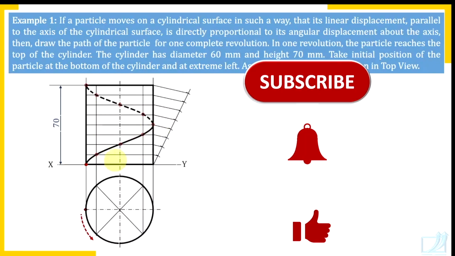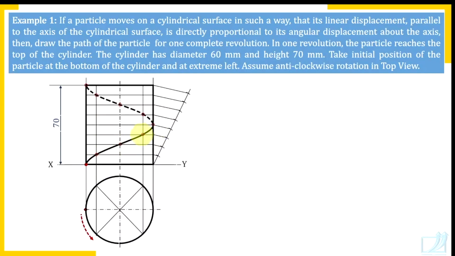And now watch here. First half, that is boundary generator to boundary generator. This first half is visible, next half is hidden. So this is how we have completed the helix. Now insert all dimensions. All dimensions in the sense diameter of the helix or diameter of the cylinder and pitch of the helix, and how much it is, 70.